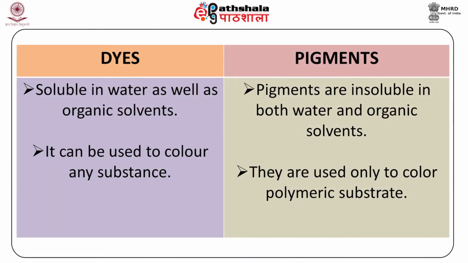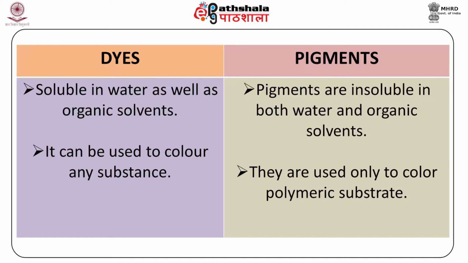In respect to their solubility, organic colorants fall into two classes, that is, dyes and pigments. The difference between the dyes and the pigment is that dyes are soluble in water and are also soluble in organic solvents. On the other hand, pigments are usually insoluble in both.